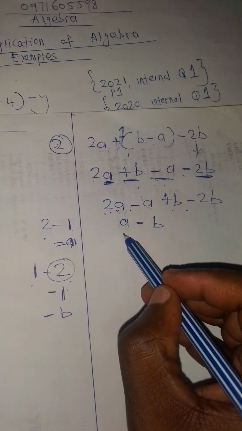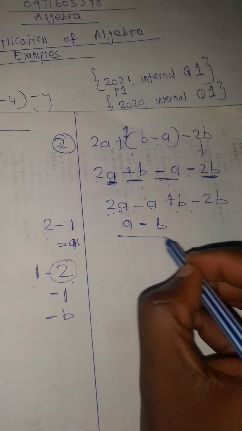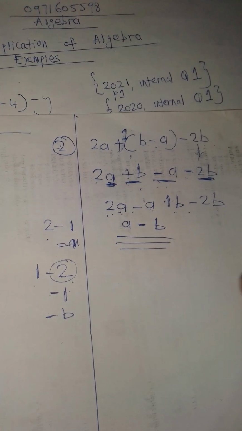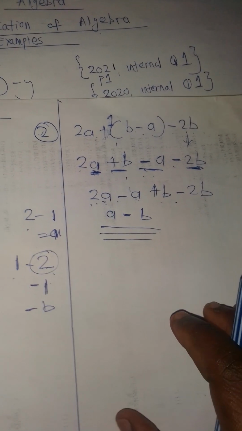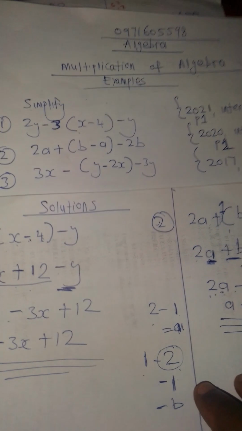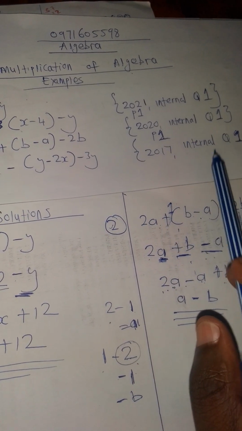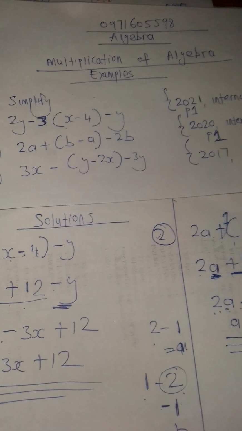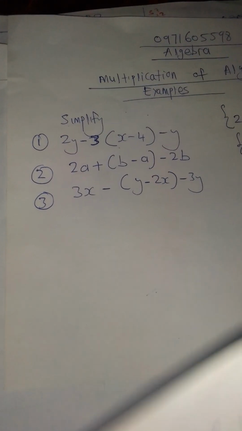Okay. Can we subtract these? No. They are what? Unlike terms. So that's the answer for question 2. Okay. So this question 2 came from 2021 in 10 question 1. So we solve now question 3. So the last part is to solve question 3.